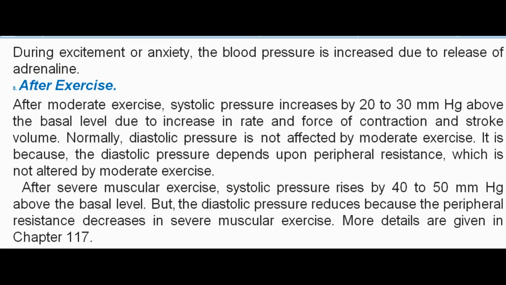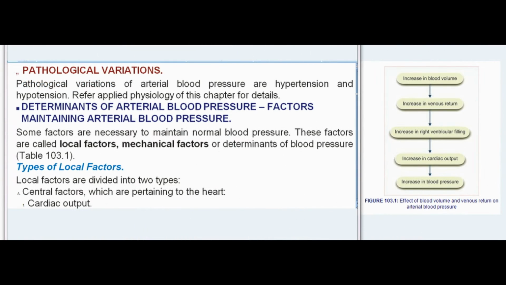After severe muscular exercise, systolic pressure rises by 40 to 50 mm Hg above the basal level. But the diastolic pressure reduces because the peripheral resistance decreases in severe muscular exercise. More details are given in Chapter 117. Pathological variations. Pathological variations of arterial blood pressure are hypertension and hypotension. Refer to Applied Physiology of this chapter for details.